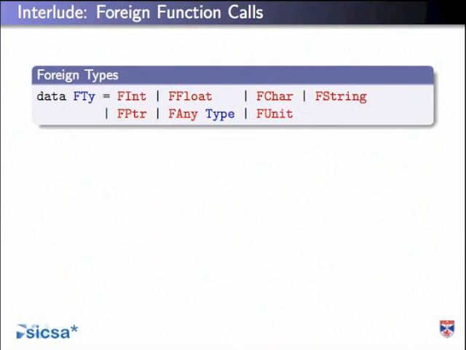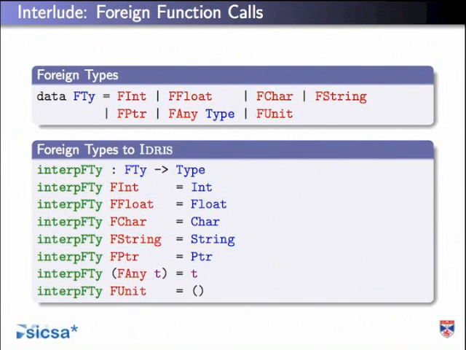So if you want to do some particular kind of low-level hackery. fptr, that's a void pointer. So if you have something like a file handle, or any kind of C data structure that you don't want to manipulate in Idris, but you do want to be able to pass around, that's what fptr is all about. And funit is typically used for void functions, C functions that don't return anything. So obviously, like before, we can translate these foreign types into Idris.